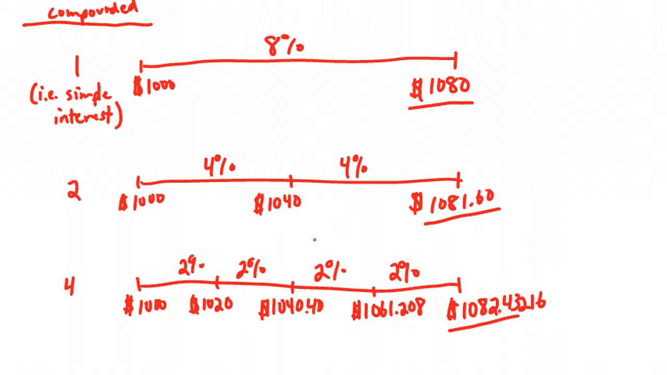Okay, so when your interest itself is gaining interest, you're getting what's called compound interest. So when we compound it twice or 4 times, that's compound interest. When you compound just once, that's simple interest. Okay, so notice a couple things you can see. The more times the interest is compounded, the more money you'll have at the end of the year. Okay, so what if we compounded lots and lots of times?